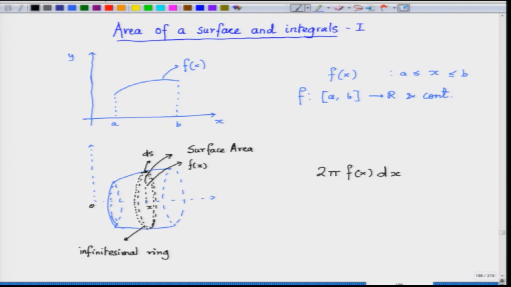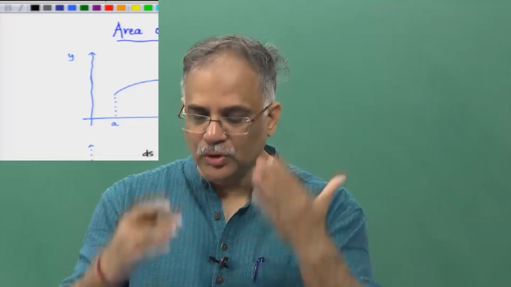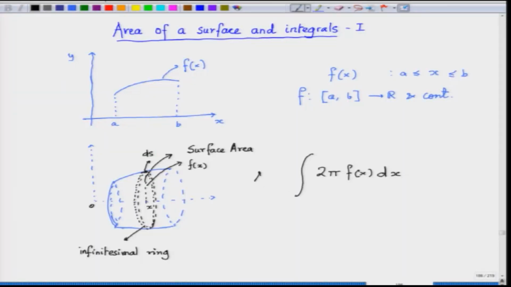Now, I can vary x from a to b and sum up all the surface areas of all those infinitesimal rings, and that would give me the surface area of the solid of revolution that I have generated. I should say mod of f(x) here. Sorry, that is a mistake, please kindly correct it.